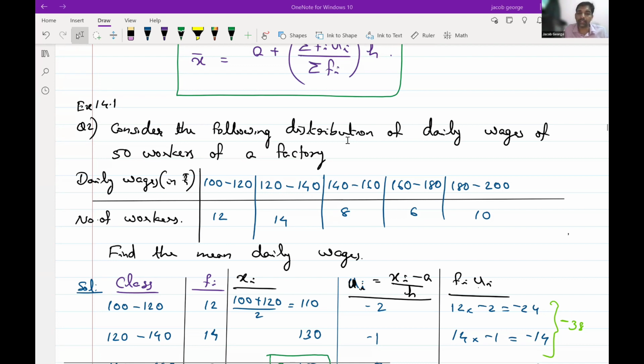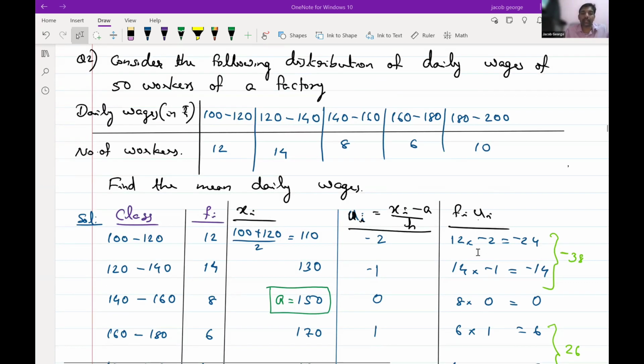12 workers are getting the daily wage 100 to 120, 14 workers 120 to 140, 8 people 140 to 160, 6 people 160 to 180, and 10 people are getting 180 to 200. Find the mean daily wages.